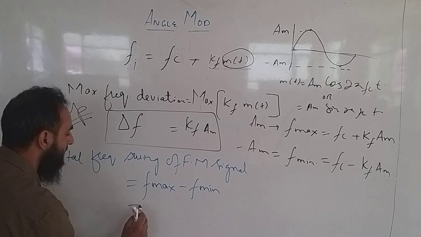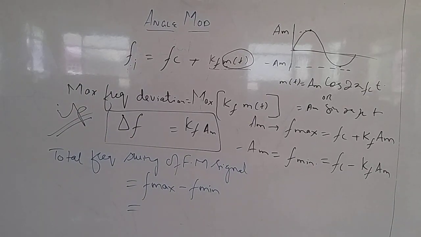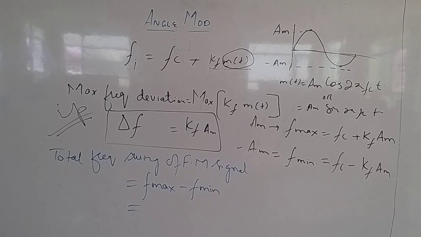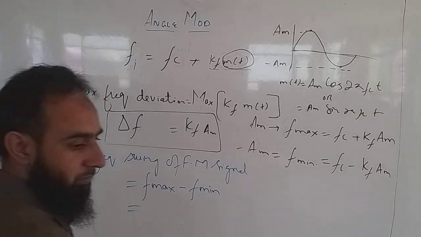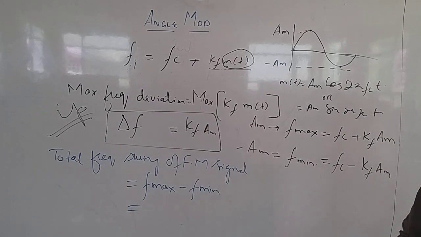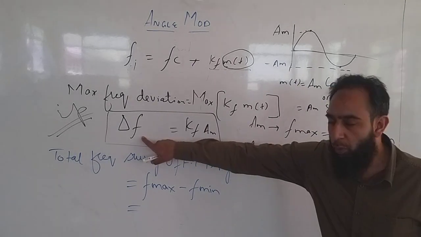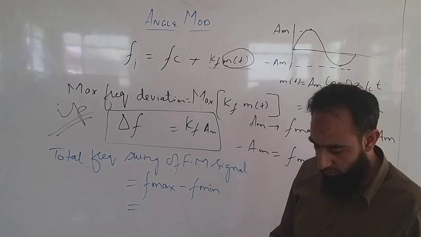जरा मुझे बताइए किसके बराबर आता है? f max minus f min. Total frequency swing of FM signal is f max minus f min. इसको put करो ना, KFAM को put करो पहले delta f. Put KFAM is equal to delta f.